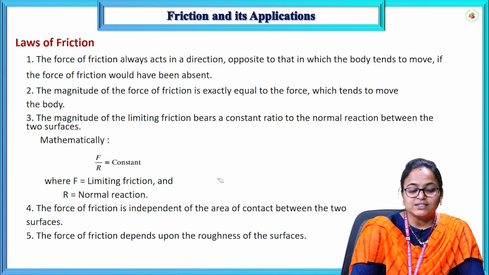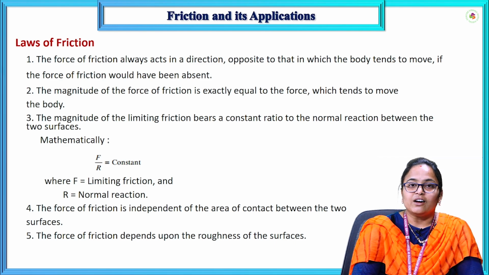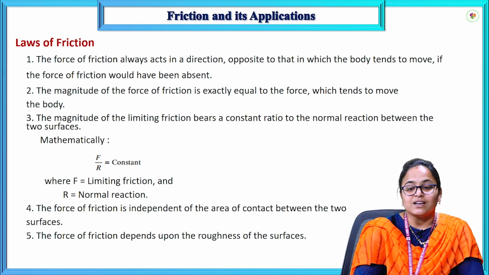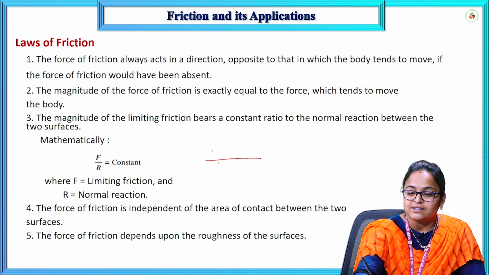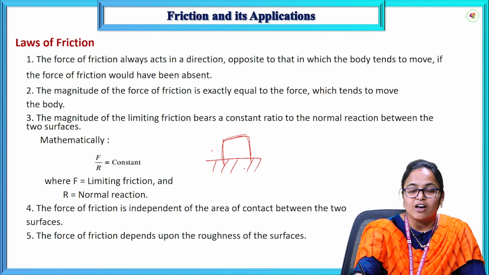Next, coming to another law of friction, that is, the magnitude of friction is independent of the area of contact between the two surfaces. For example, if we consider this is the floor, this is the block. So this block is occupying some area on the floor. This is the contacting area of the block and the floor.